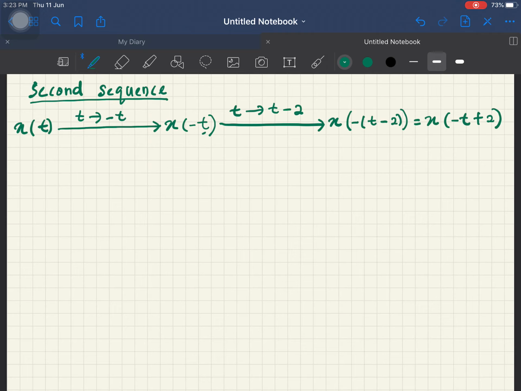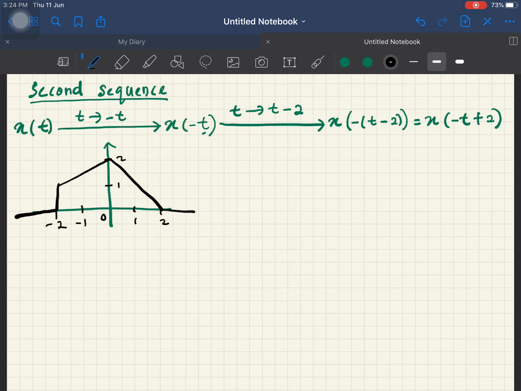Now let's try to plot, using this sequence, and see if we get the same result. So you want to first invert. So you will have 0, minus 1 and minus 2. Here is 1 and here is 2. Amplitude of 1 and 2. We've done the inversion before, so it will look like this.